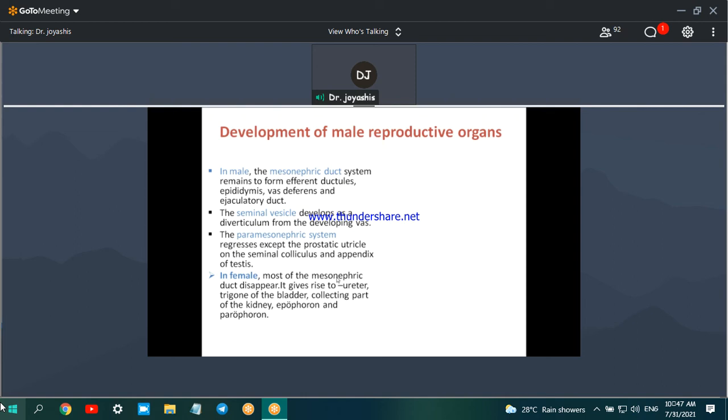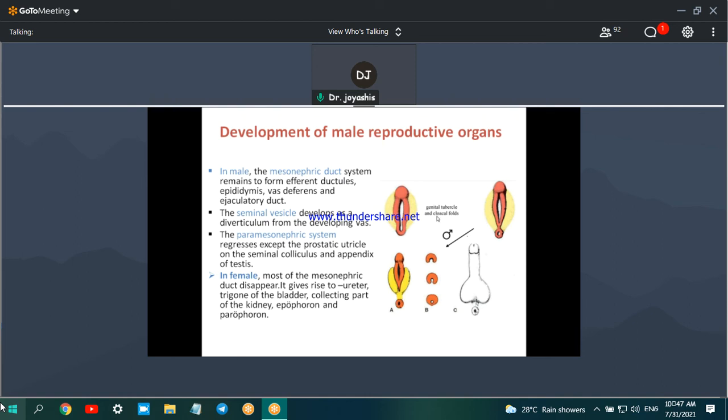So in the male, the trigone of the urinary bladder develops from the ureter, trigone of the bladder, connecting part of the kidney, epoophoron, and so on. This is the genital tubercle and urogenital folds. The genital tubercle in the male gives rise to the phallus, glans of the penis. Urethral folds fuse, forming the urethral groove and penile urethra, and the labioscrotal swellings fuse above the urethral groove to form the scrotum.